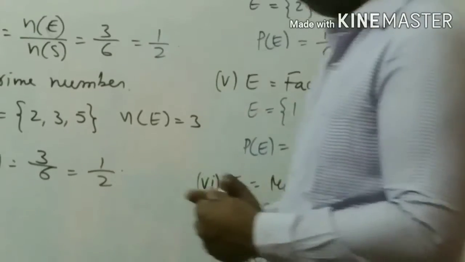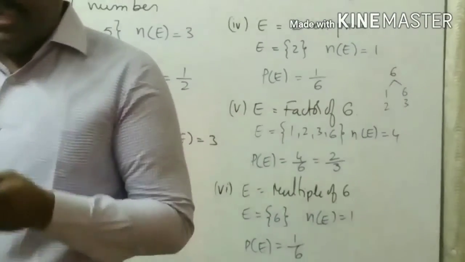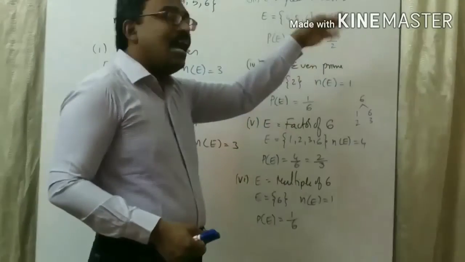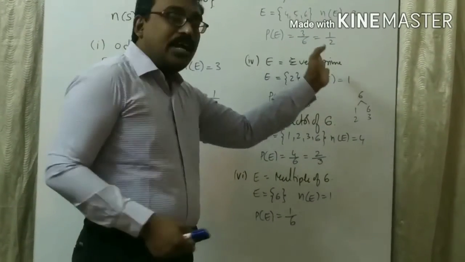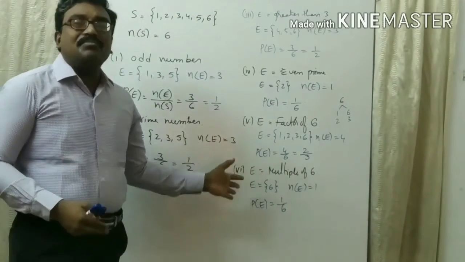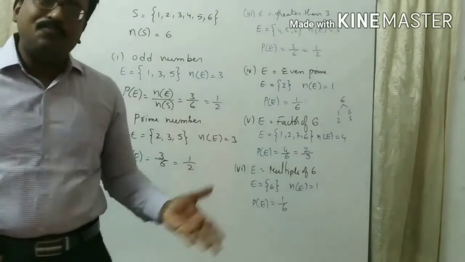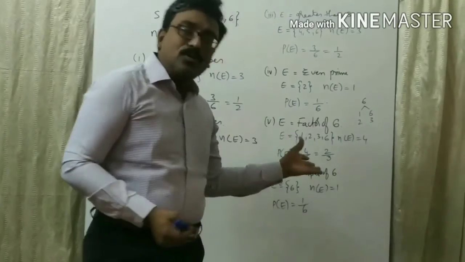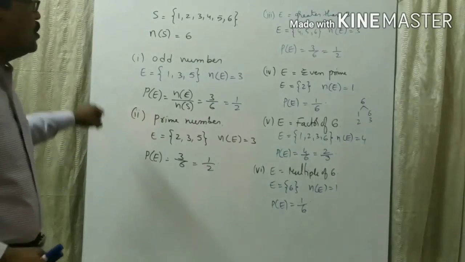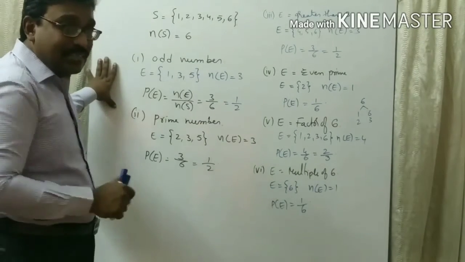Like that, we can frame a number of questions. Probability of getting an odd number, probability of getting less than 2, probability of getting odd prime numbers, or multiples of 3, multiples of 4, or factors of 2, factors of 3. Like that, we can prepare a number of questions based on this dice.